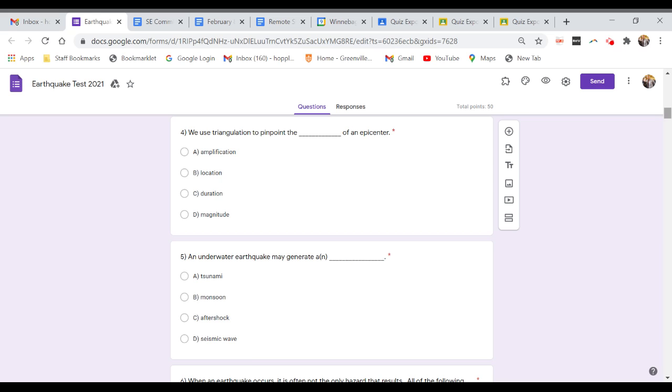Question 4. We use triangulation to pinpoint what of an epicenter? Amplification, location, duration, or magnitude.